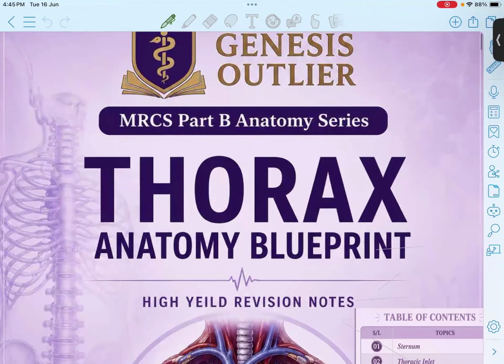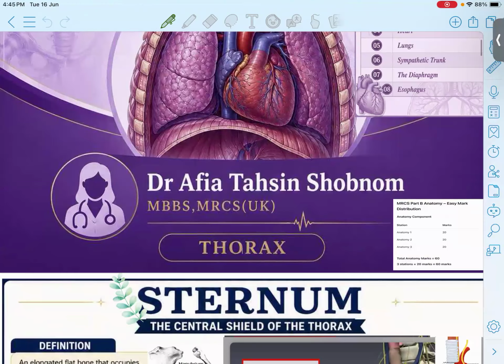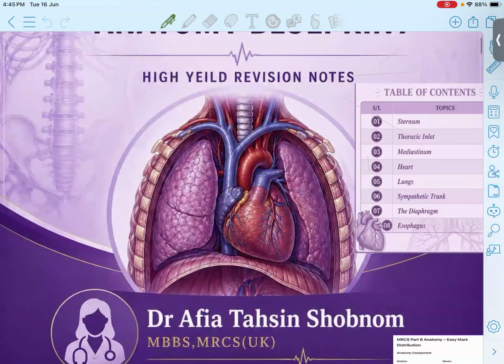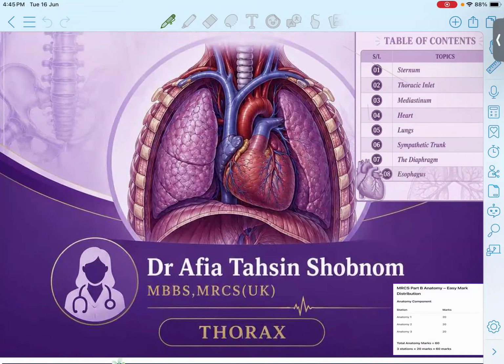Okay. So before starting, I want to discuss very briefly the marking system of the anatomy exam. There will be three stations in anatomy, and each station will carry 20 marks. Here there is no separate mark for professionalism, but I suggest you keep professionalism in every station, because overall they will observe your expression, and it will have an impact on your result that day.